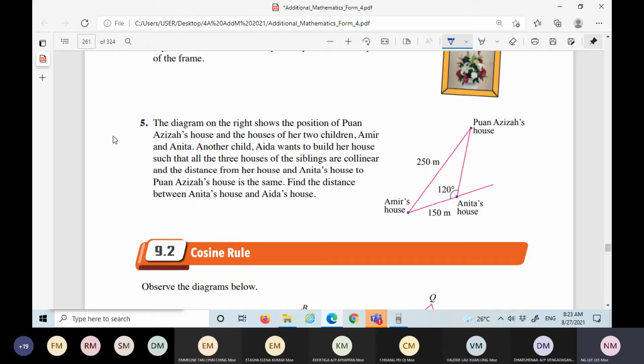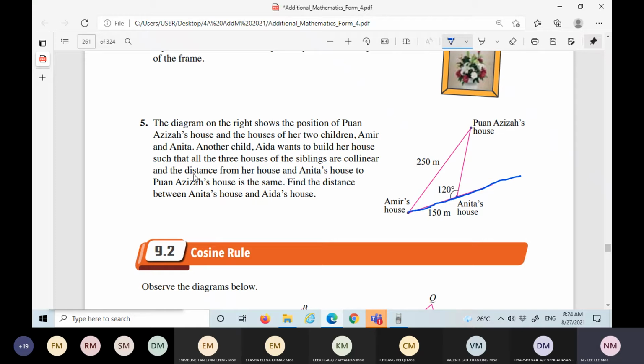On the right, it shows the position of Puan Aziza's house, and the houses of her 2 children, Amir and Anita. Another child, Aida, wants to build her house such that all the 3 houses of the siblings are collinear. Collinear means Aida's house will fall on this line, because these are siblings. So the 3 siblings' houses are collinear, meaning Aida's house falls on this line.